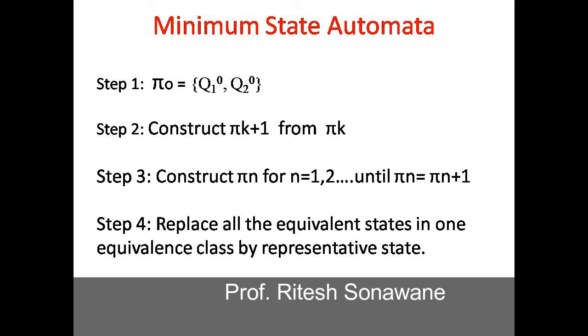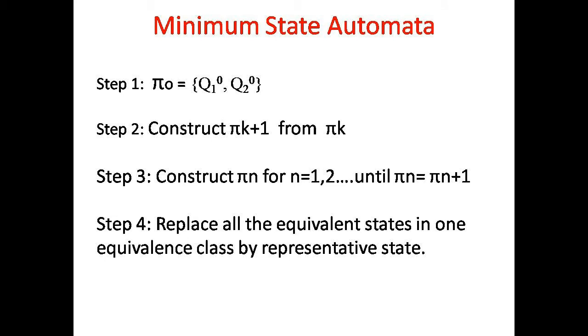Method for construction of minimum state automata. These are the four steps we follow to convert into minimum state automata. Step number 1, we will create a set pi 0. The pi 0 contains Q1^0 and Q2^0, where Q1^0 is the set of all final states and Q2^0 is the set of non-final states. Step 2, construct pi k+1 from pi k.